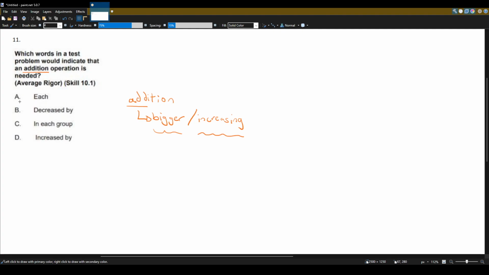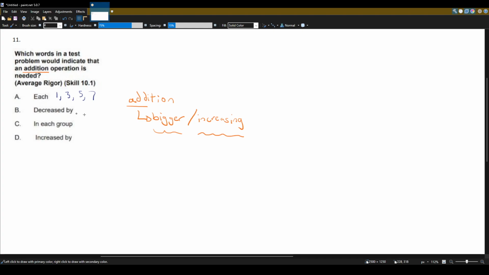Choice A is each. So each would be talking about different things. Each odd number, for example. It has nothing to do with making things bigger or increasing. You're just talking about each number or each thing individually.